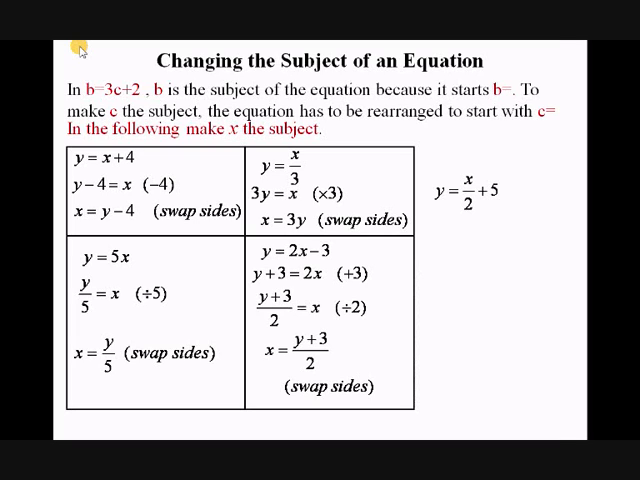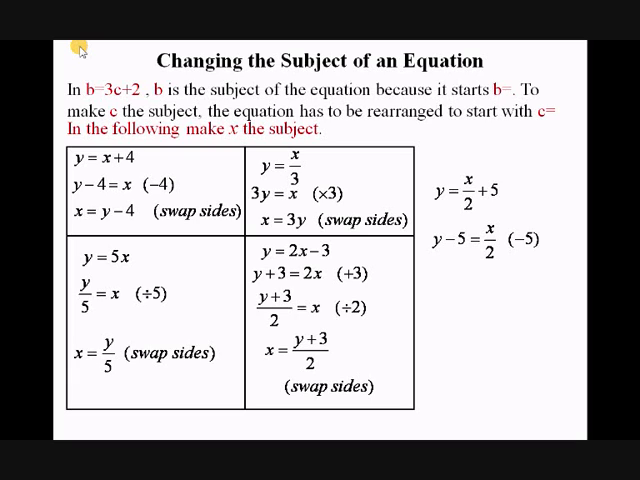Looking at this one, y equals x over 2 plus 5. Again, a two-stage process. So first I'm going to take away 5 from each side to get y minus 5 equals x over 2. Looking at the earlier example, x over 2 means x divided by 2. So what I'm going to do is I'm going to times each side by 2.